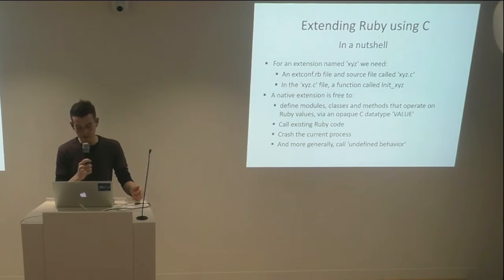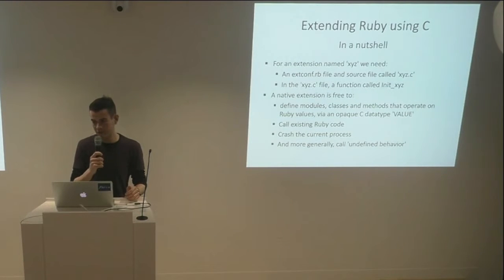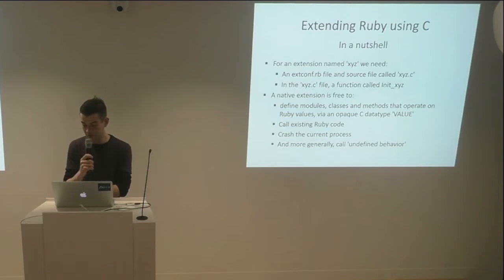It can call existing Ruby code. It can crash the current process, and more generally, it can invoke undefined behavior, which is basically what C programmers call the parts of the C language spec that are poorly defined. So it's like, we decided not to say what this method or function should do. It could just erase everything on your hard drive. Sometimes it does.